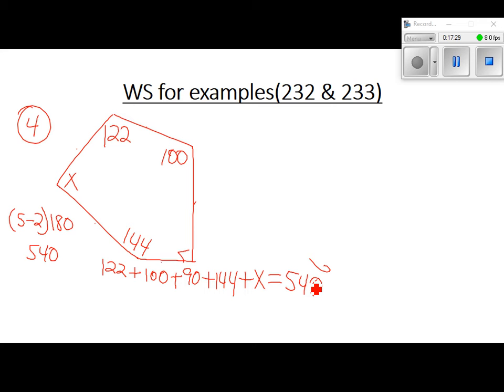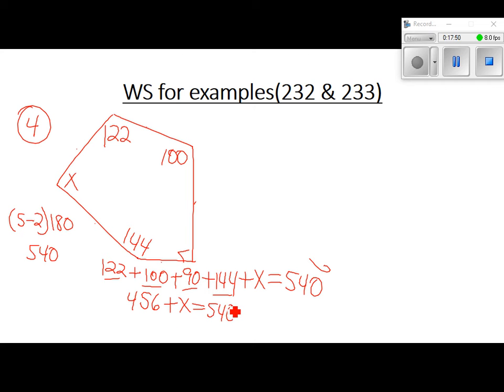So can we solve that once we're to this point? Yeah. Somebody help me out. We collect all these like terms. What do you get? 456. So we got 456 plus x equals 540.